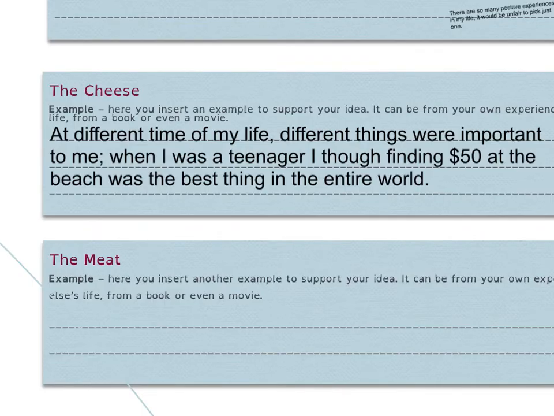Now we're looking at the cheese, we're looking at more detail. Our burger needs more ingredients in it for it to be a really good, enjoyable burger. And my example, which is what this sentence is, says, at different times of my life, different things were important to me. When I was a teenager, I thought finding $50 at the beach was the best thing in the entire world.